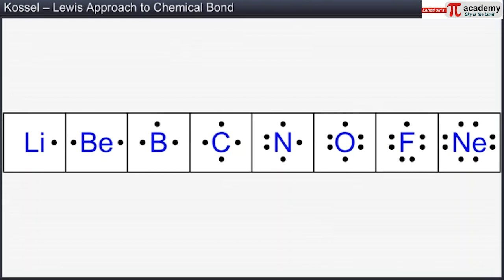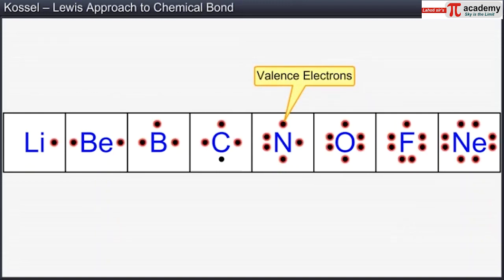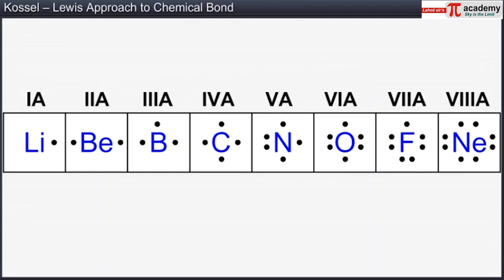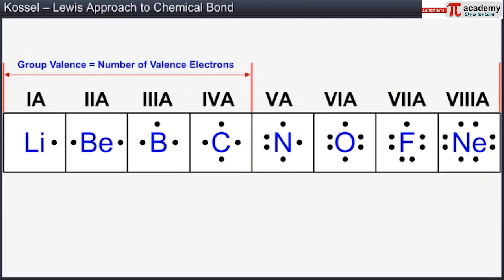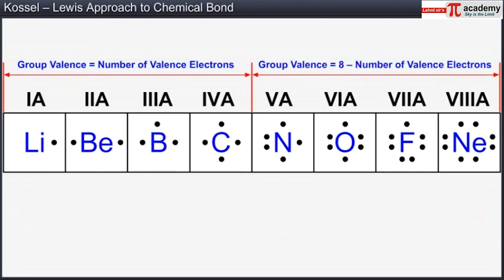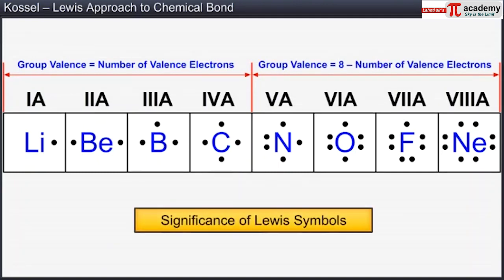Let's look at the Lewis symbols of the elements lithium, beryllium, boron, carbon, nitrogen, oxygen, fluorine and neon as shown. The number of dots around the symbol gives the number of valence electrons. These valence electrons are useful to calculate the group valence of the element. The group valence of an element is equal to the number of valence electrons of an element, or 8 minus the number of valence electrons. This is the significance of Lewis symbols.